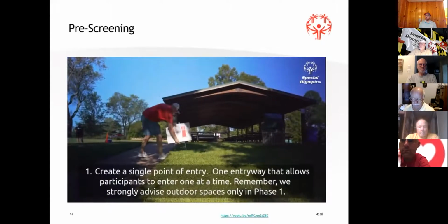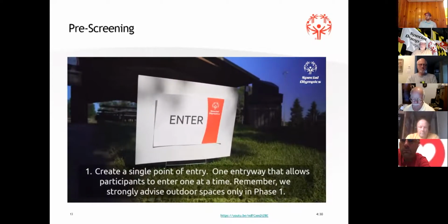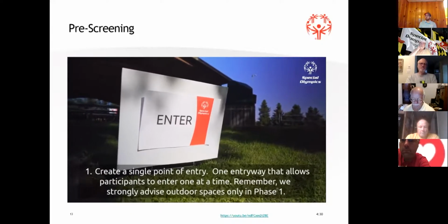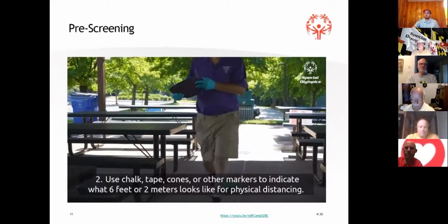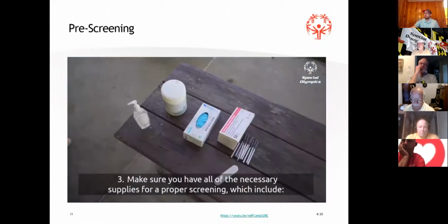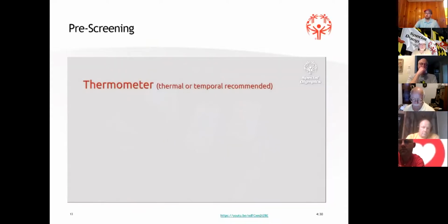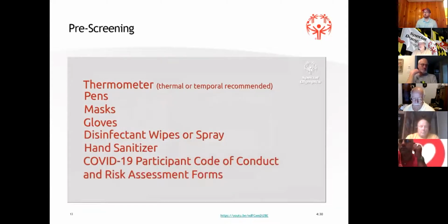1. Create a single point of entry. One entryway that allows participants to enter one at a time. Remember, we strongly advise outdoor spaces only in Phase 1. 2. Use chalk, tape, cones, or other markers to indicate what 6 feet or 2 meters looks like for physical distancing. 3. Make sure you have all the necessary supplies for a proper screening, which include temporal thermometer, pens, masks, gloves, disinfectant wipes or spray, hand sanitizer, COVID-19 participant code of conduct and risk assessment forms.